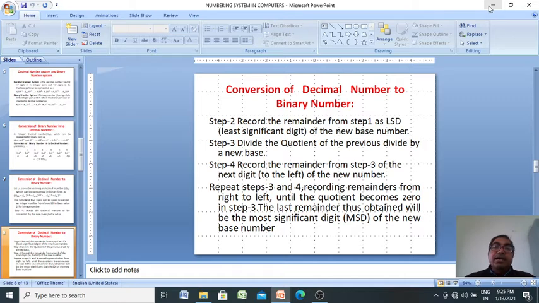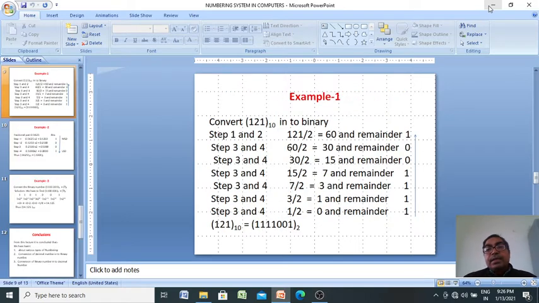And step third, divide the quotient from the previous division by the new base. Fourth, record the remainder from step 3 as the next digit to the left of the new number. Repeat steps 3 and 4, recording remainders from right to left, until the quotient becomes 0 in step 3. The last remainder thus obtained will be the most significant digit, MSD, of the new base number. It can be understood by taking an example.